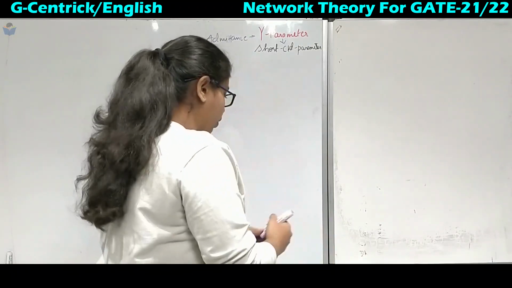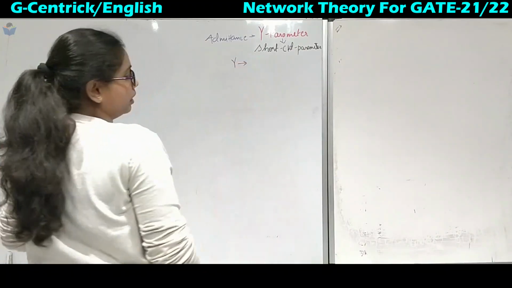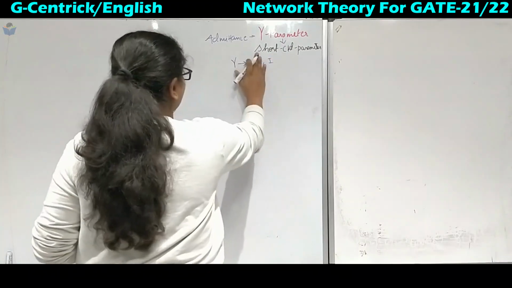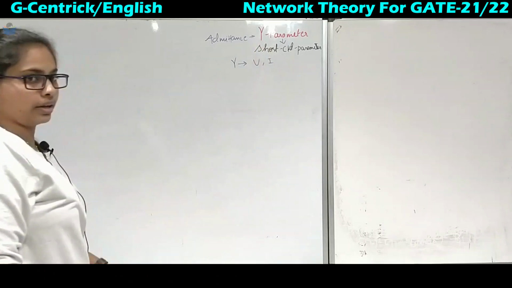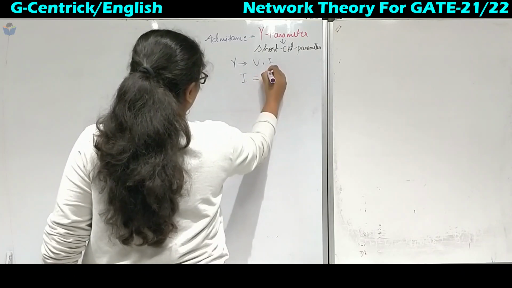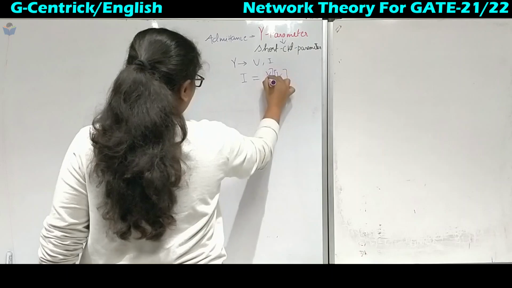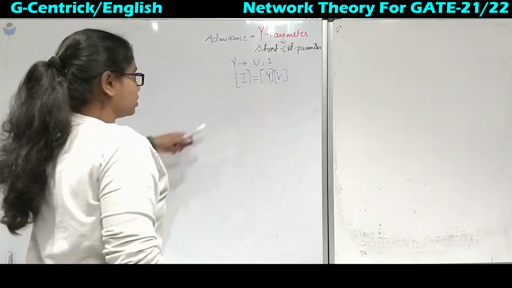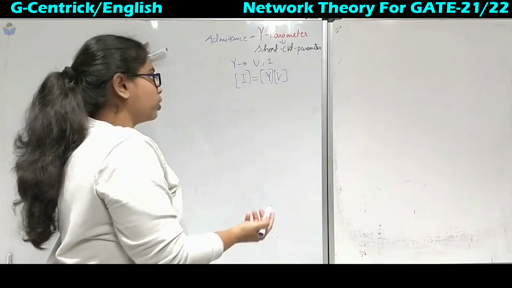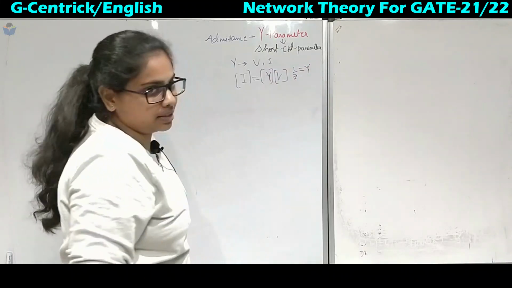Now what we can write here: this Y involves, sorry, not Z, but voltage and current. So this admittance parameter we can write as I is equal to Y into V, and we will put it in brackets. Is this correct? This is nothing but I equal to V over Z, and 1 over Z is nothing but Y. That only we have replaced as Y.